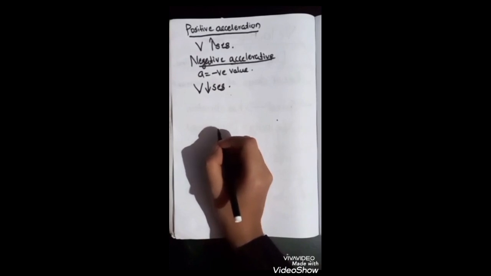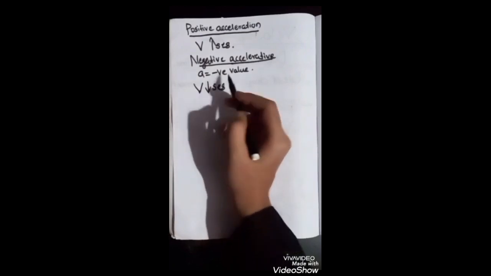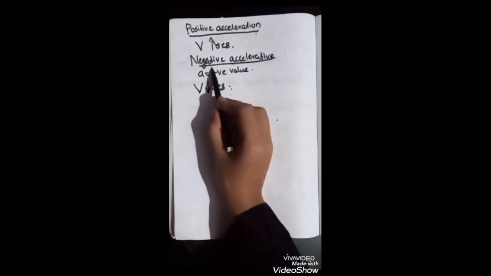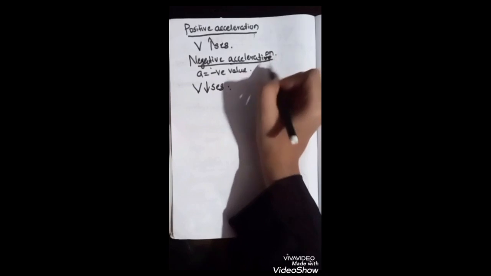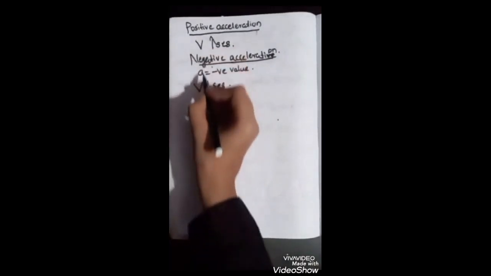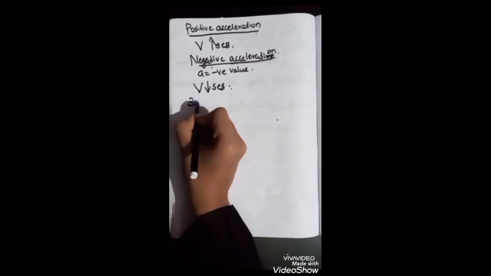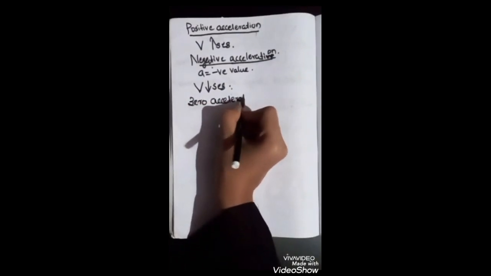That is, when the velocity of a moving object decreases with time, then the acceleration of the object is said to be negative. Okay. Hope you understand the negative acceleration and positive acceleration. Then the next one is zero acceleration. Then what is zero acceleration?